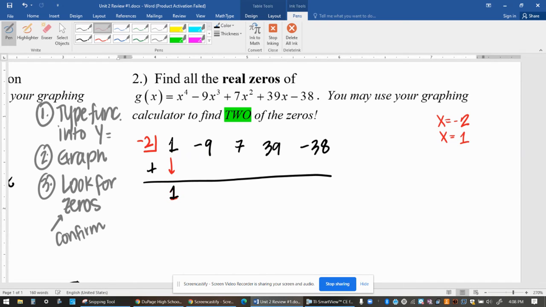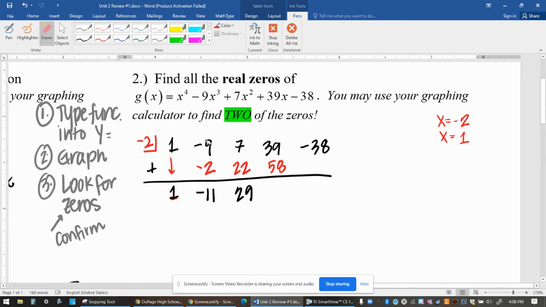So the process is bring down the first column. Now you multiply that bottom row with your 0, and then you add, then you multiply, then you add, then you multiply. Oops, something went wrong over here. Let me try it again.